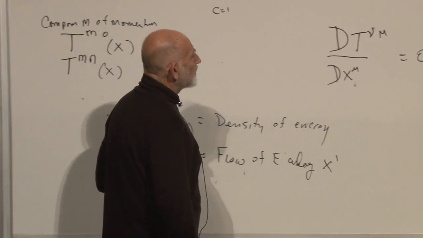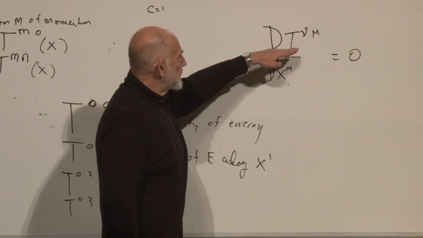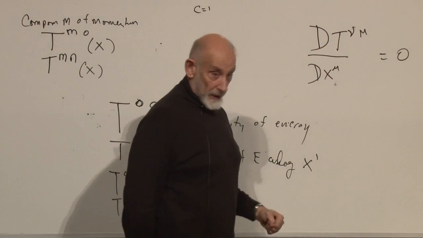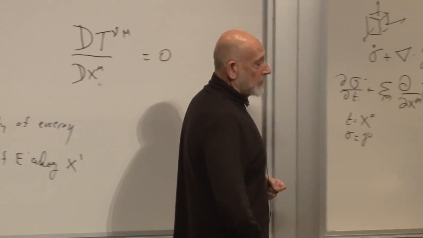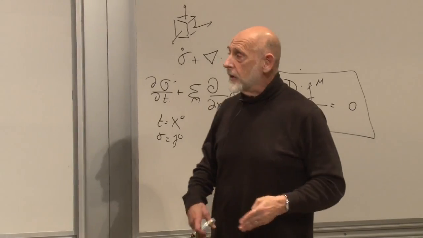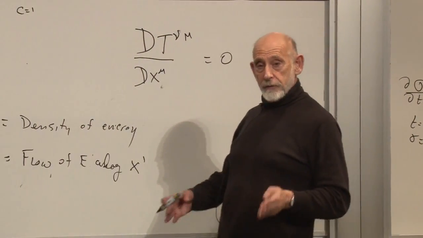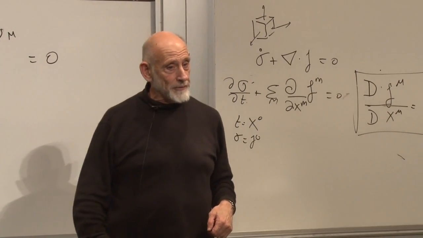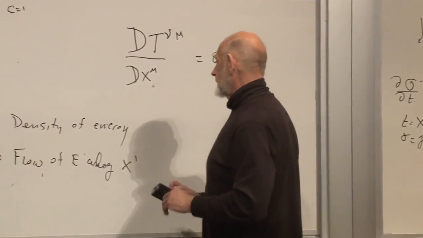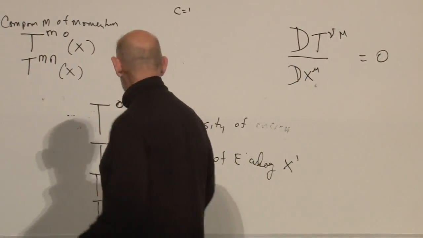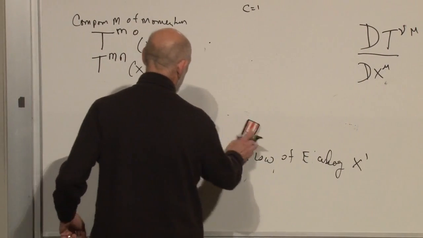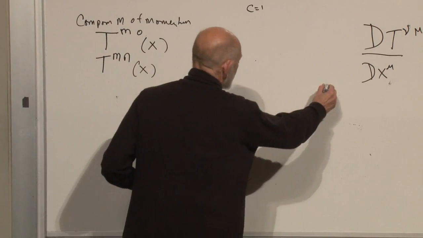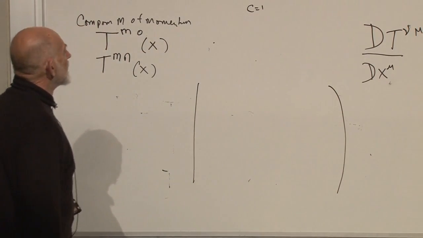So what it comes down to is that the flow and densities of energy and momentum form a tensor with two indices. One index tells us who we're talking about, energy or momentum. The other index tells us whether we're talking about density or flow. And that is called the energy momentum tensor.